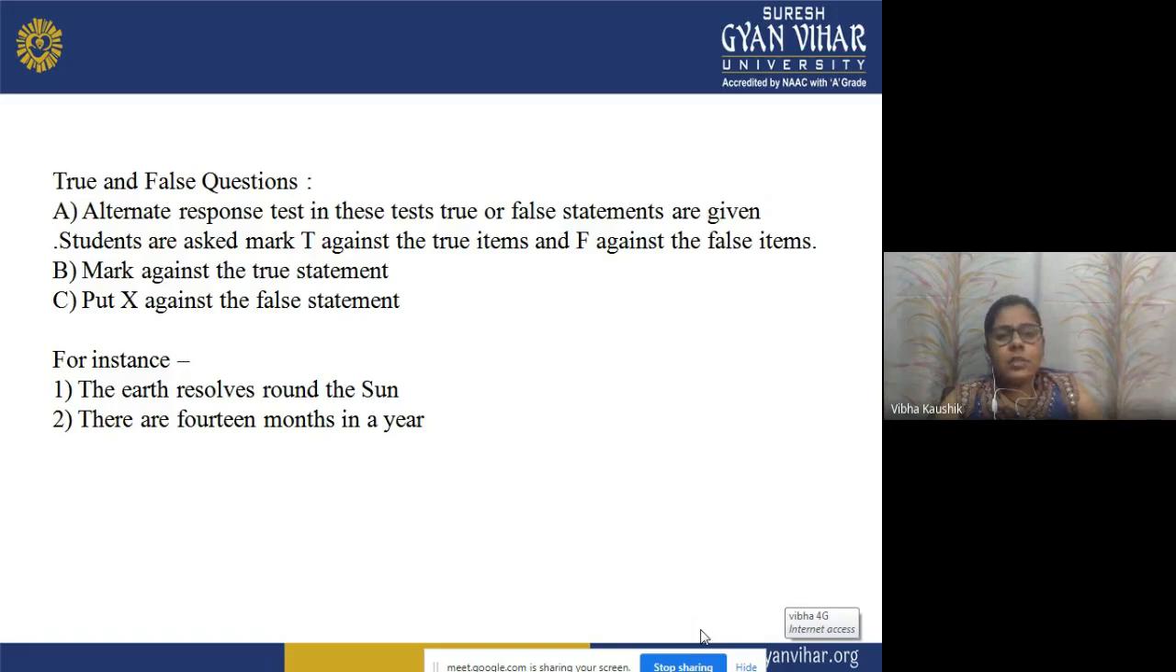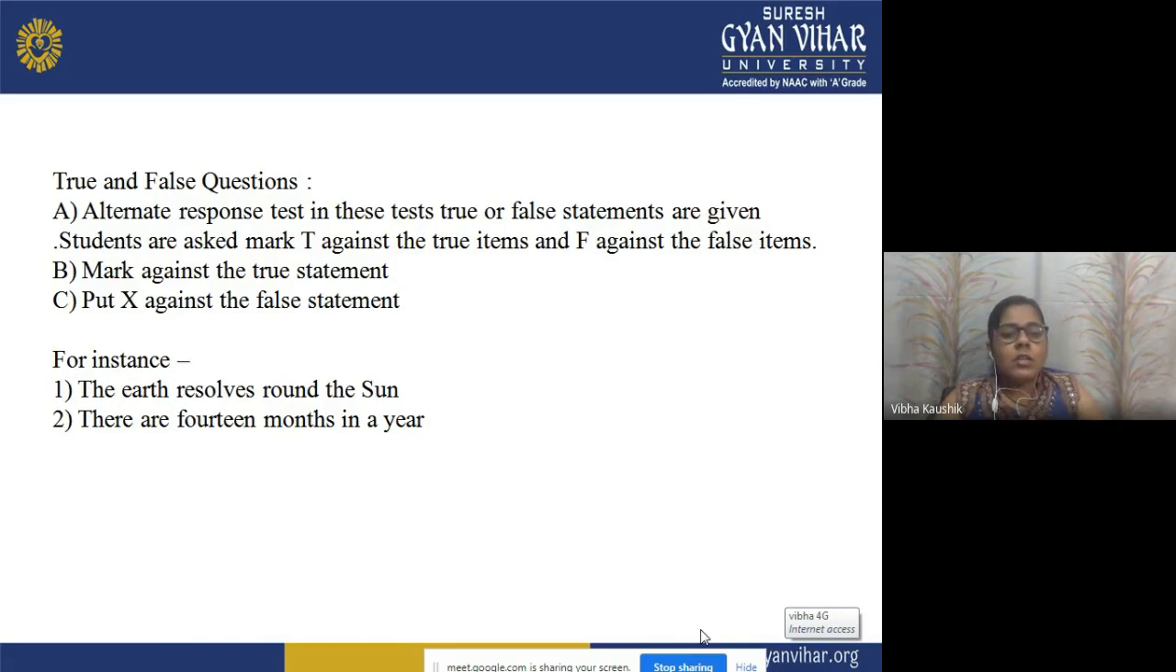B. Mark against the true statement. Now the teacher is not saying that you have to mark both true and false statements. Now the teacher is asking the student to mark against the true statement. The C option the teacher can use: put X against the false statement. Now, what is that? The student can cross the false statement. Now, these are the alternative responses which a teacher can ask when framing true and false questions to check the knowledge of the students.